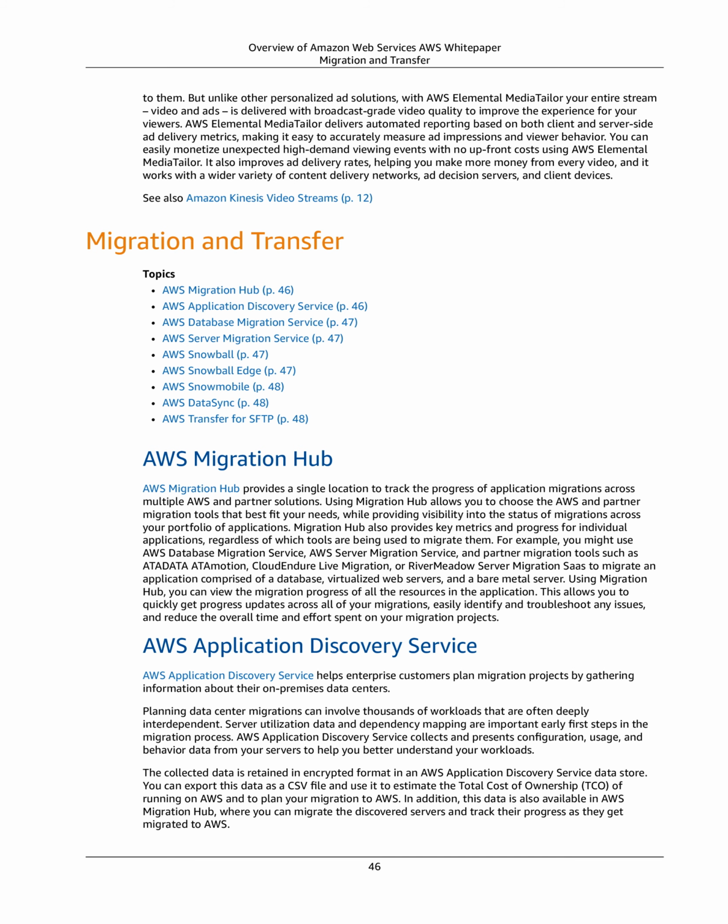Migration Hub also provides key metrics and progress for individual applications, regardless of which tools are being used to migrate them. For example, you might use AWS Database Migration Service, AWS Server Migration Service, and partner migration tools such as ATADATA, ATAmotion, CloudEndure Live Migration, or RiverMeadow Server Migration SaaS to migrate an application comprised of a database, virtualized web servers, and a bare metal server.